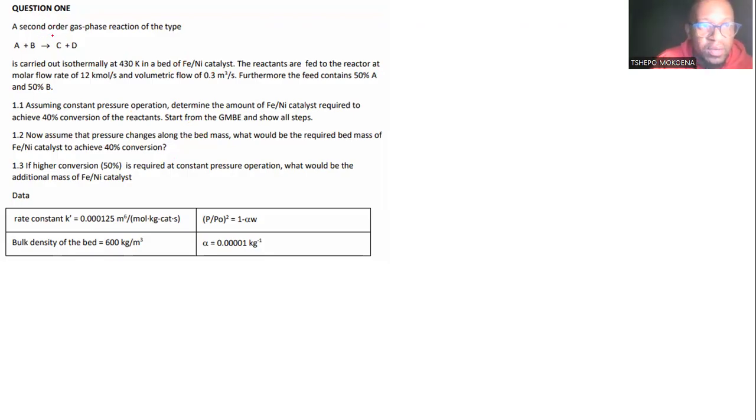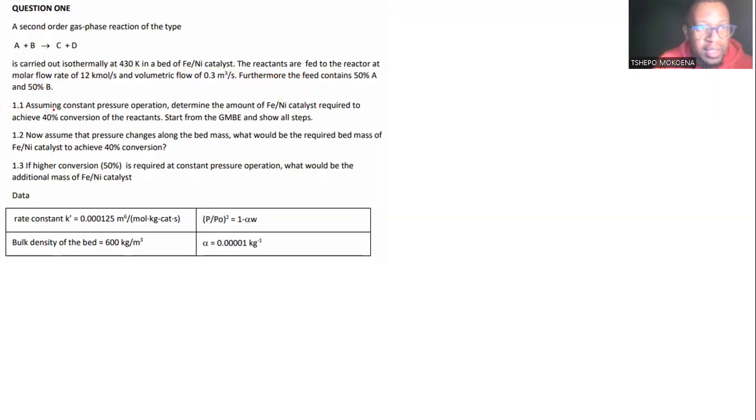It says to us a second order gas phase reaction of the type A plus B will give us these products over here. These are the reactants interacting with one another, and it is carried out isothermally. That's important. At this temperature, in a bed of iron or nickel catalyst, the reactants are fed to the reactor at a molar flow rate of this value over here and a volumetric flow rate of this value over here. Furthermore, the feed contains 50% of A and 50% of B.